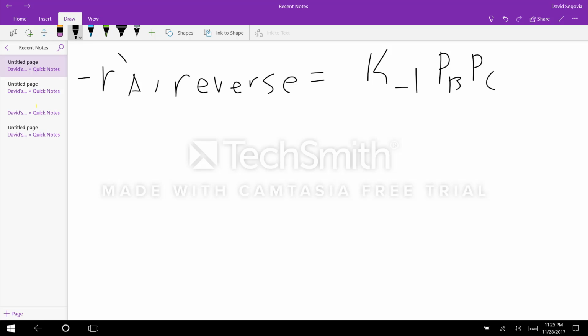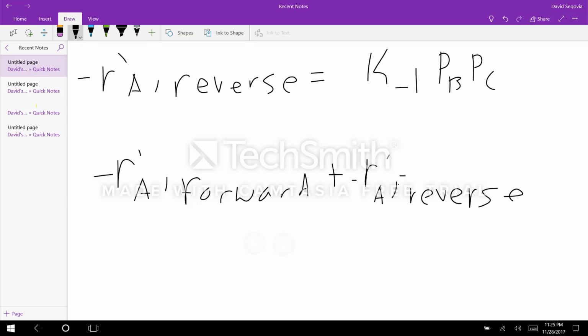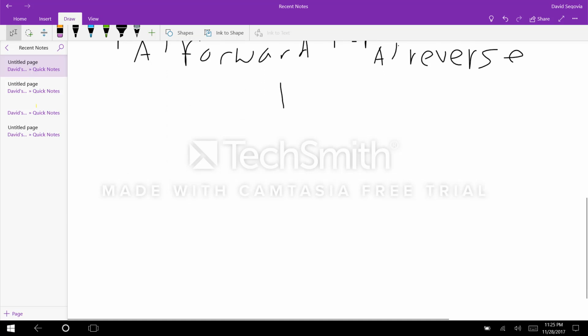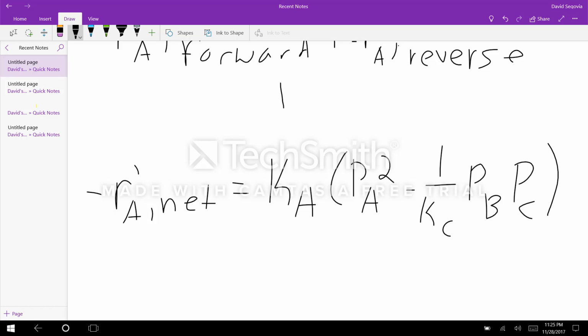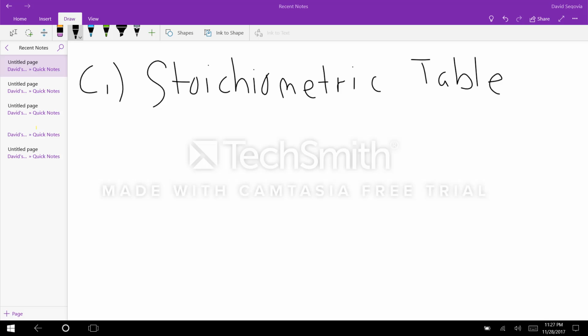Once we have that, we can find the net, which is just adding the reverse with the forward. And after we add them, we get this as the net rate law. As we can see, the rate law is only in terms of partial pressures. Now that we have written the rate law in terms of partial pressures, part C asks us to set up a stoichiometric table for this reaction.